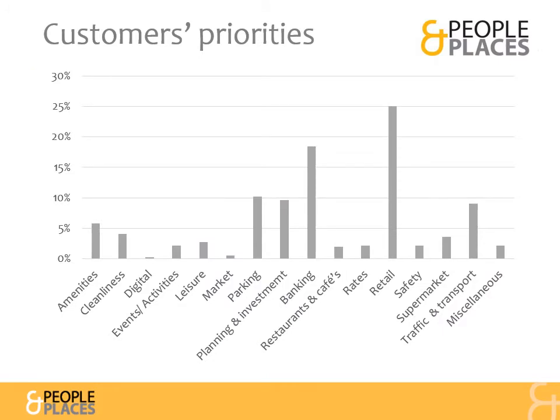When we asked customers to give us their priorities for improving the town centre, we saw the same sets of issues, but in a different order. So improving the retail mix was important to customers. And again, we see banking and banking services as prominent, as well as a recognition to improve parking availability and the way parking is managed.